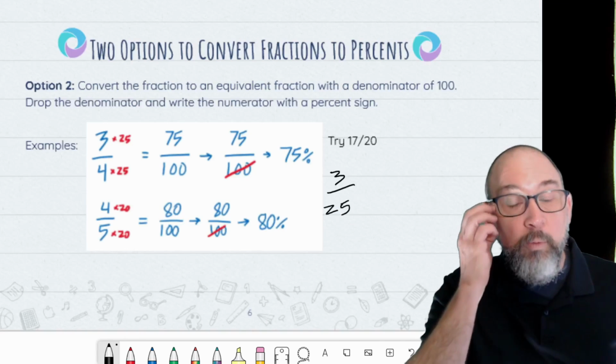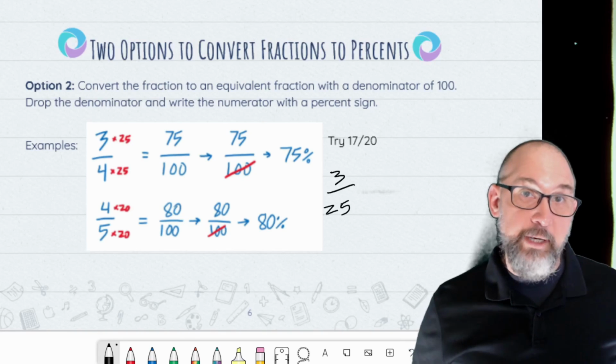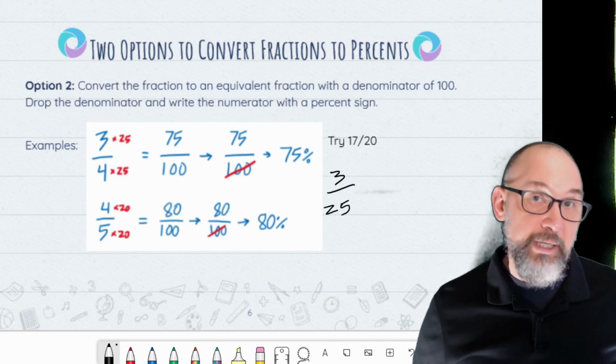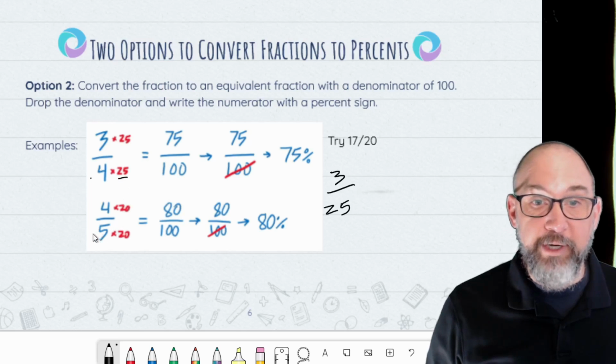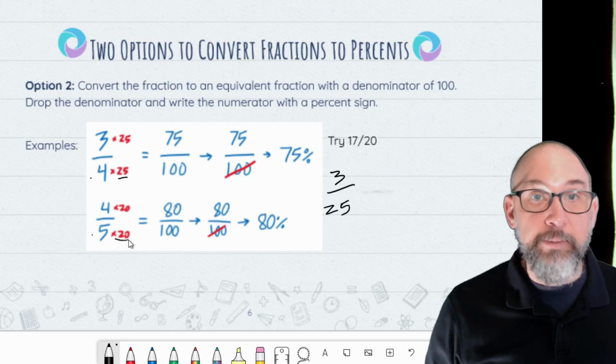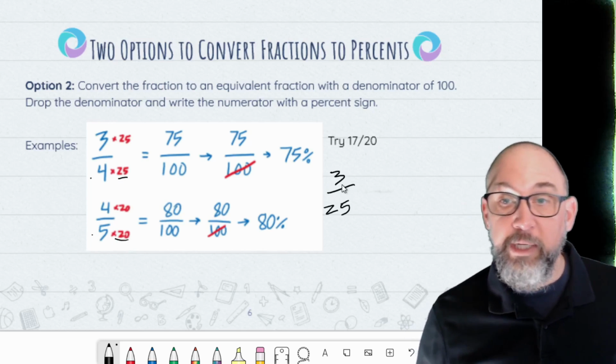Option 2 would be if you have a fraction that's got a denominator that's very easy to turn into 100. For example, if the denominator is 4, you multiply by 25. If the denominator is 5, you multiply by 20. Let's try it with 3/25.